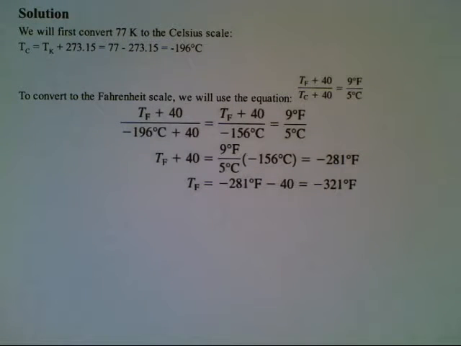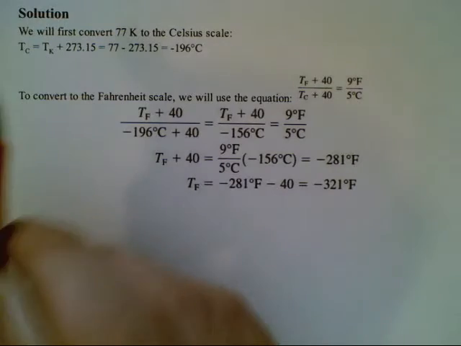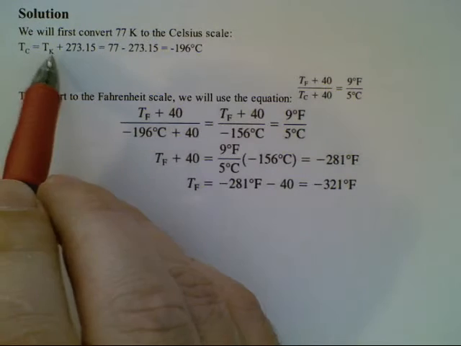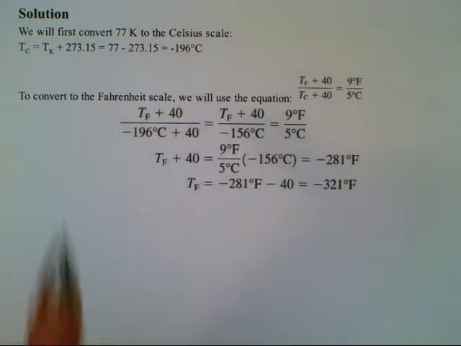Now, we're trying to go from the Kelvin scale to the Fahrenheit scale. But we're not going to go directly from one to the other. We're going to go by way of the Celsius scale. So we're first going to take the 77 Kelvin and go to the Celsius scale. We know that temperature in Celsius is equal to your temperature in Kelvin minus 273.15.